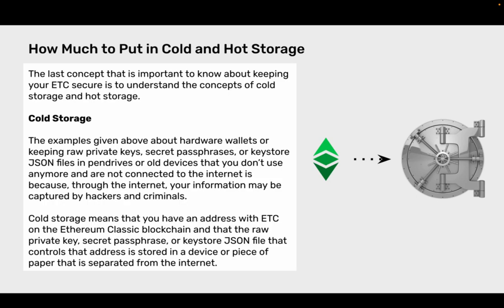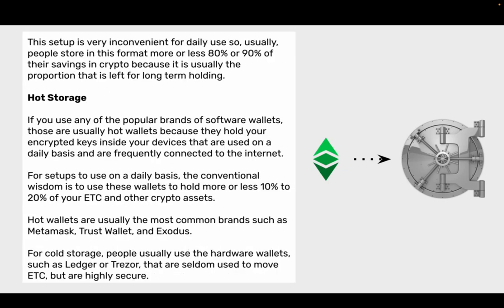Cold storage means that you have an address with ETC on the Ethereum Classic blockchain and that the raw private key, secret passphrase, or key store JSON file that controls that address is stored in a device or piece of paper that is separated from the internet. This setup is very inconvenient for daily use, so usually people store in this format more or less 80 to 90% of their savings in crypto because it is usually the proportion that is left for long-term holding.